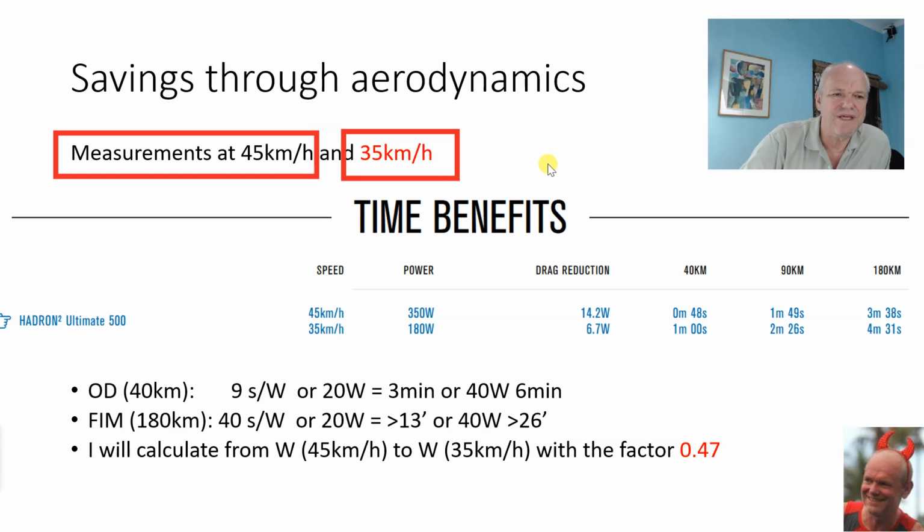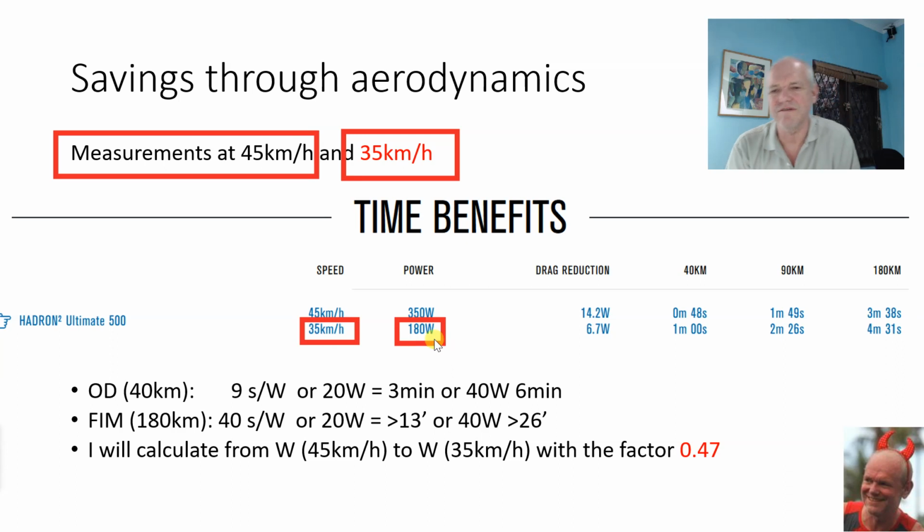Here we have the numbers which were measured by Swiss Side. They have a wheel with 50 millimeters depth, and here we have the numbers, and this is at 35 kilometers per hour. You will need about 180 watt for this, and then we have a drag reduction for this one of 6.7 watt.